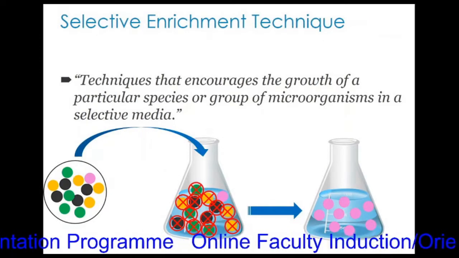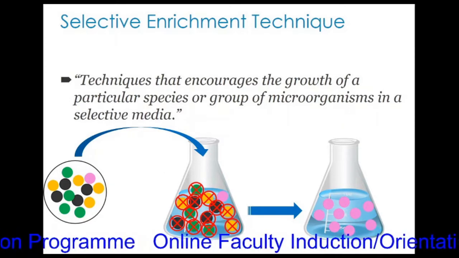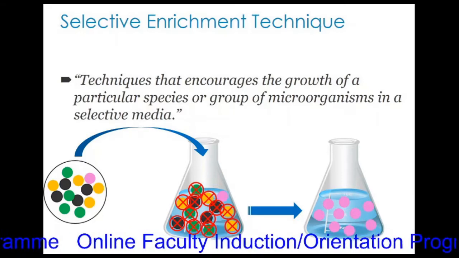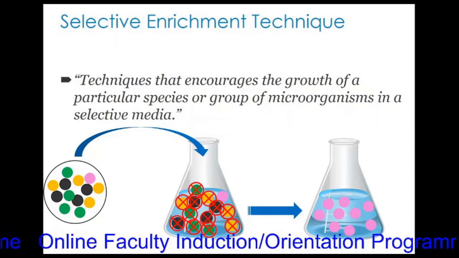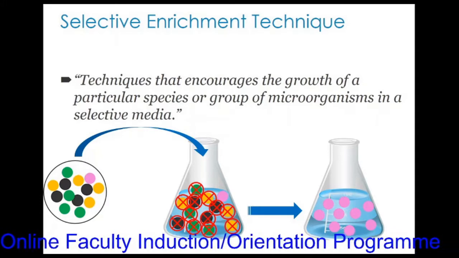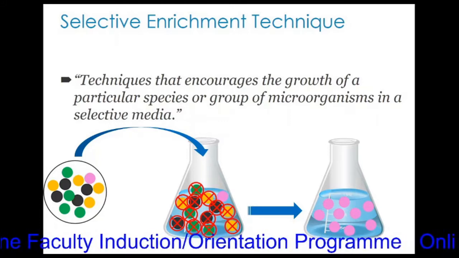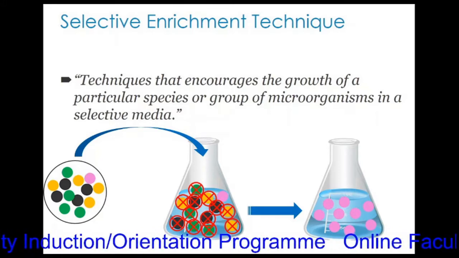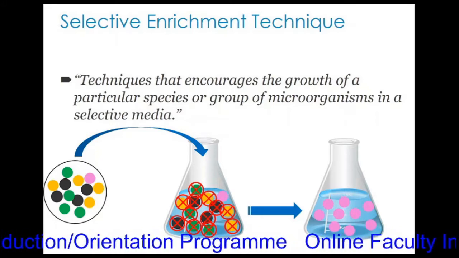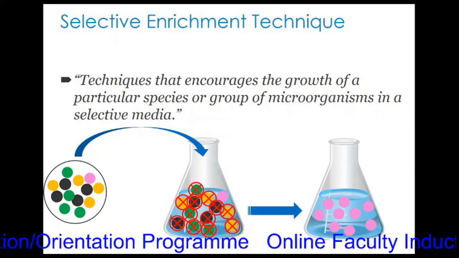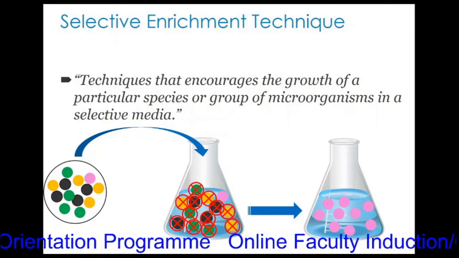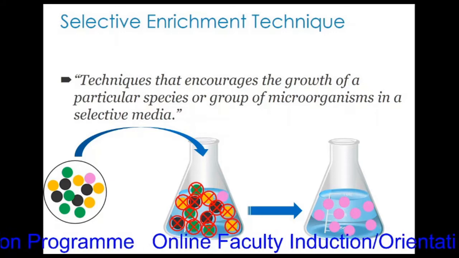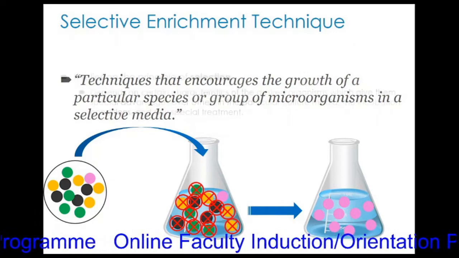The selective enrichment technique is any technique that encourages the growth of a particular species or group of microorganisms in a selective media. So in the picture you can see an environment with the groups of microorganisms that are present in it. When they are cultured in a selective media, it encourages the growth of only the pink group of microorganisms, and all the other microorganisms are inhibited, so that you get a culture which contains only the pink group of microorganisms. So this is the selective enrichment technique.